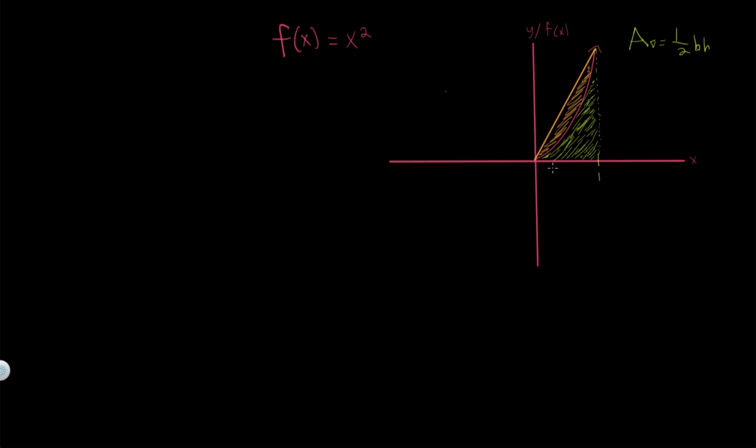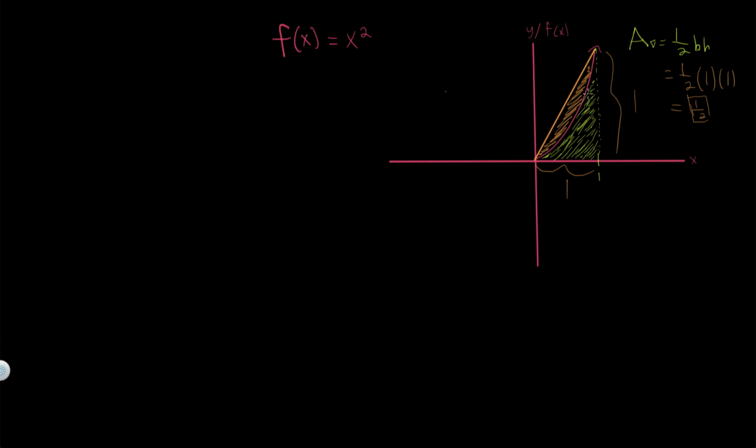Let's find it. All right, so we know that the base is 1, right? The length of the base of this triangle is 1. Well, and the height is also 1. And the reason why we know the height is also 1 is because at x equals 1, f of x is also 1. So this height is also 1. So we plug that into our calculator, or formula. We get 1/2 times 1 times 1, and that's just 1/2. So 1/2 is a good estimate of what our area is.